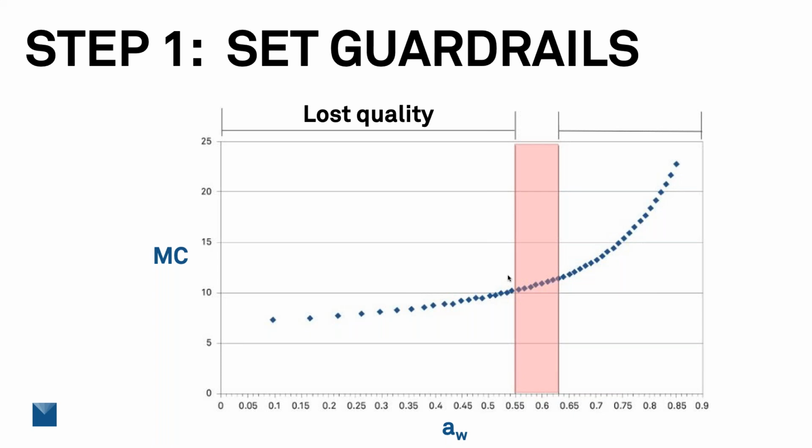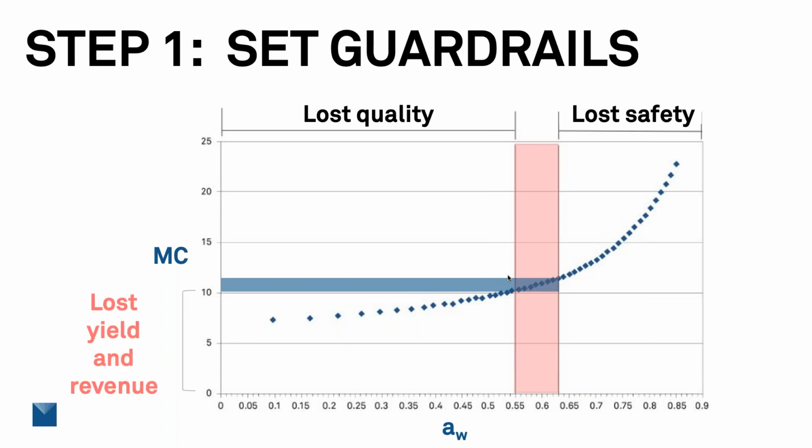If you go higher than this water activity, this represents lost safety. This is a region where you can start to have mold and microbial growth. Once we've set our ideal water activity range, and if we use the desorption isotherm, then we can relate this back to moisture content. This is important because anything less than this ideal moisture content represents lost yield and lost revenue.